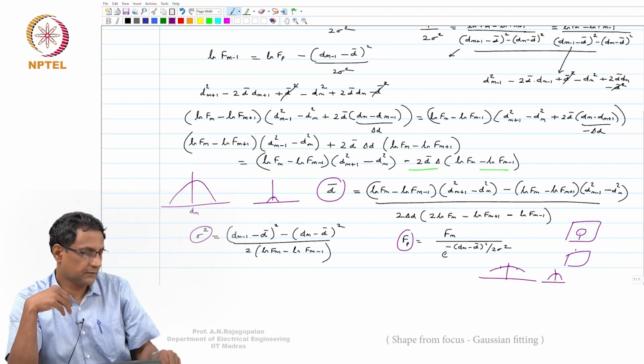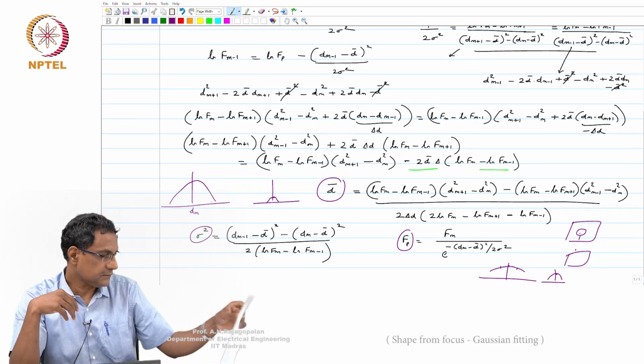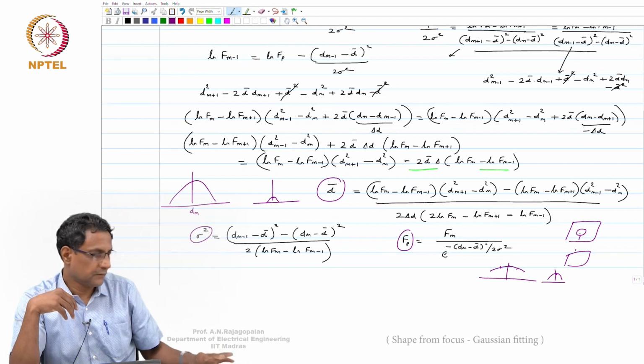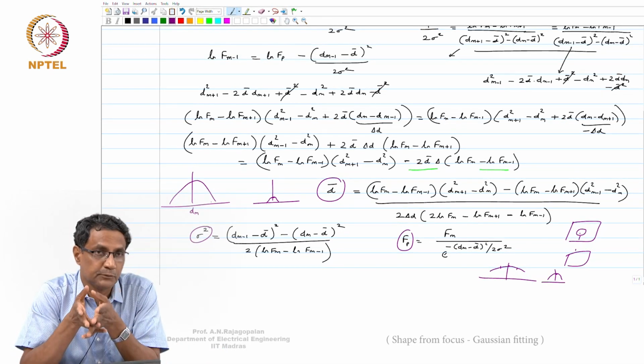Okay. Anything that you want to ask prior to going to those focus operators, which are supposed to do this job now?